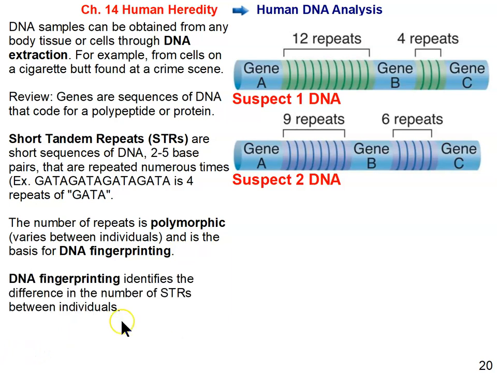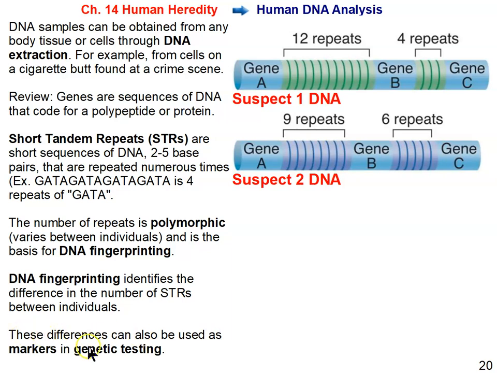So what DNA fingerprinting does is identify the difference in the number of STRs between individuals, between the number of short tandem repeats between individuals. And we'll get into how on the next couple slides, but I just need to point out here that these differences can also be used as what we call genetic markers in doing genetic testing.